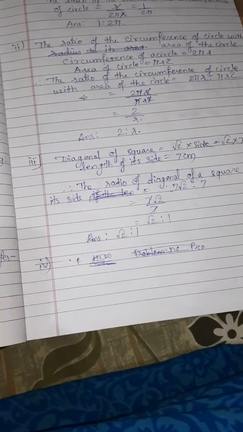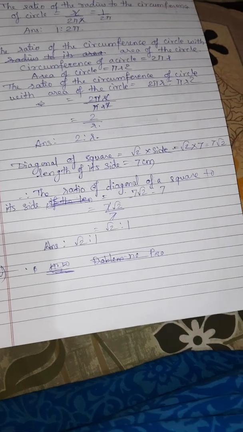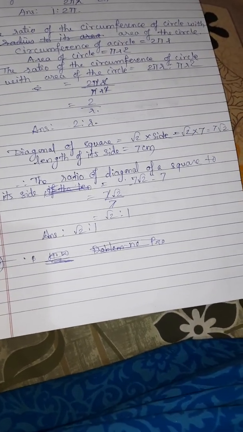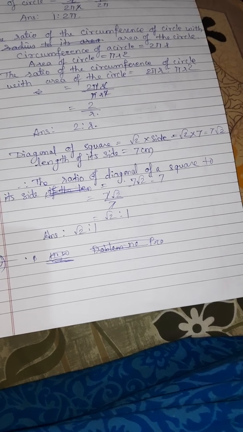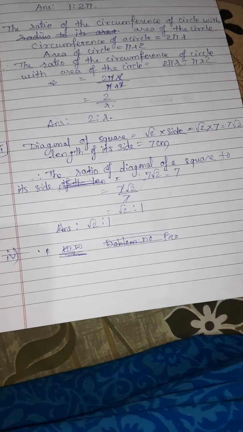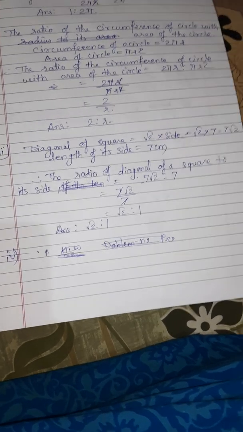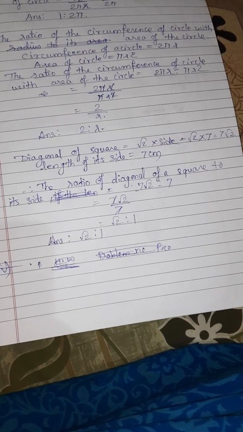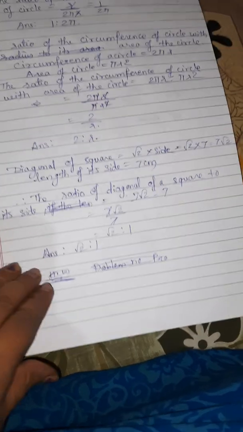In the third question, the diagonal of a square is root 2 into side. The side of the square is given as 7 centimeter. So we get root 2 into 7, that is 7 root 2, and the length of the side is 7. We have to find the ratio of the diagonal of a square with its side. So 7 root 2 upon 7, 7 and 7 cancel. You'll get root 2 is to 1. That is the final answer.